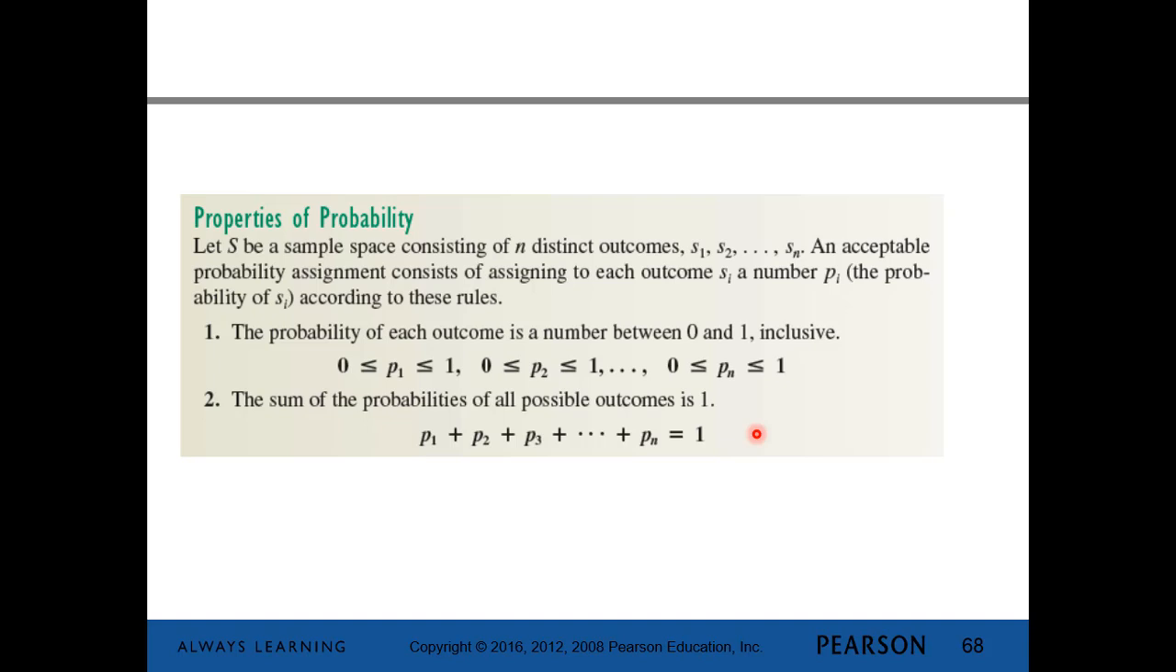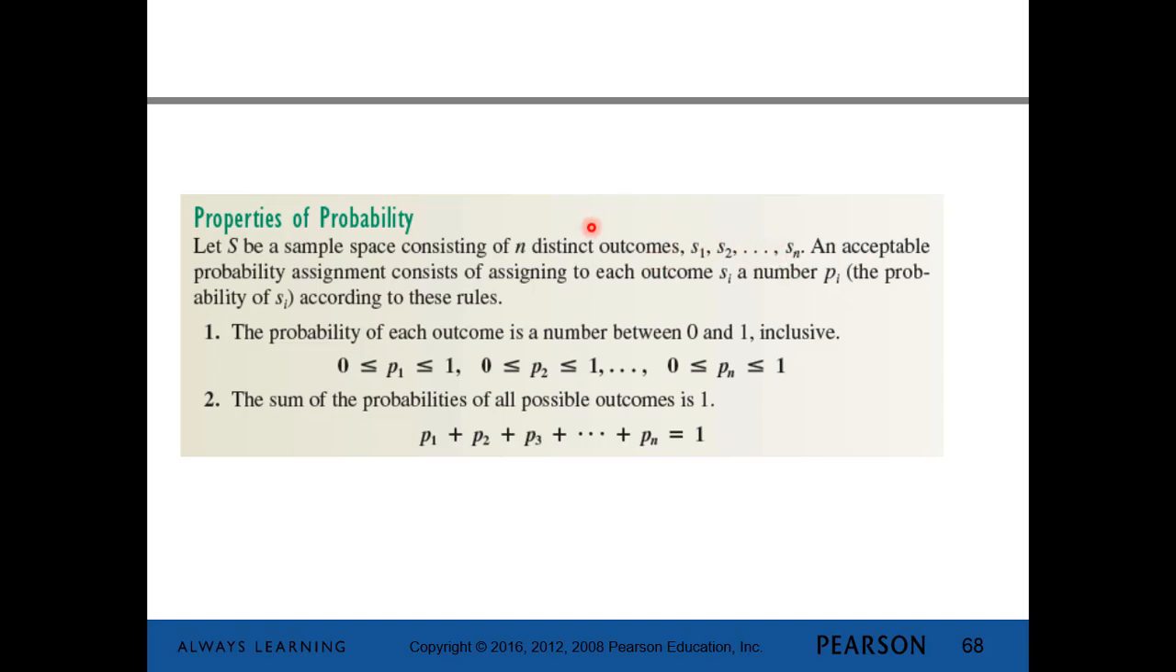So here are the properties of probability. Remember these. Now, if we have a sample space that consists of n distinct outcomes, S sub 1 through S sub n, so we have n distinct outcomes. These would be the simple outcomes, simple events. So these are the n possible distinct outcomes.